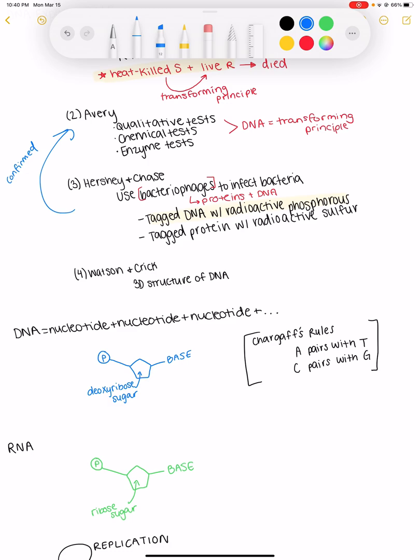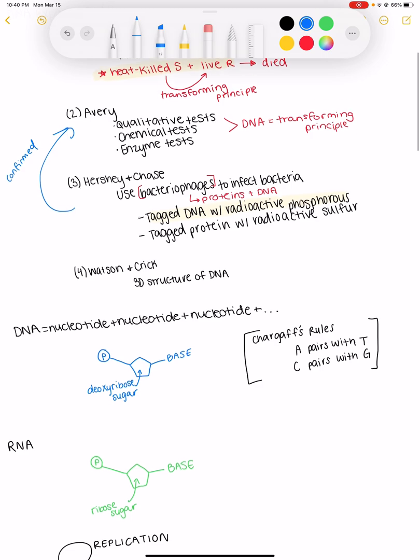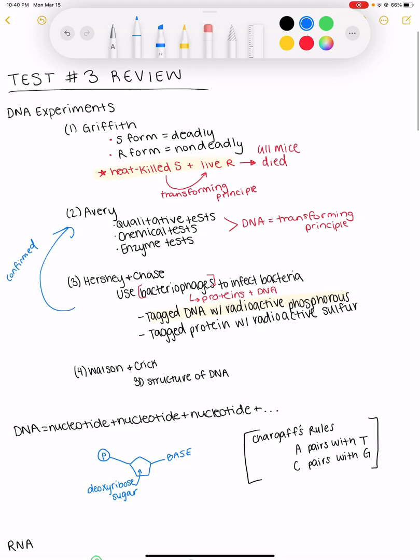And then the last set of scientists that we talked about was Watson and Crick. They were the ones who discovered the 3D structure of DNA. So this idea that DNA is made up of a double helix and that sort of thing. So those are the main scientists to focus on. Again, make sure that you understand who did what.